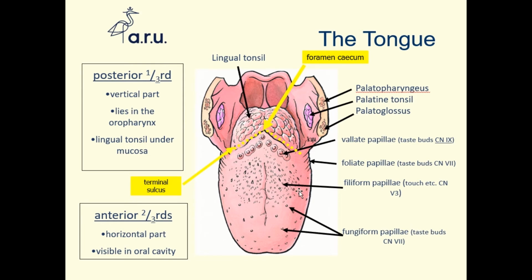The taste sensation from the posterior 1/3 of the tongue is carried by the glossopharyngeal nerve, including this little region over here, which is anterior to the terminal sulcus, where the circumvallate papillae are situated, whereas the taste sensation from the anterior 2/3 is carried by the facial nerve. So the taste sensation from the foliate papillae and from the fungiform papillae would be carried by the facial nerve.